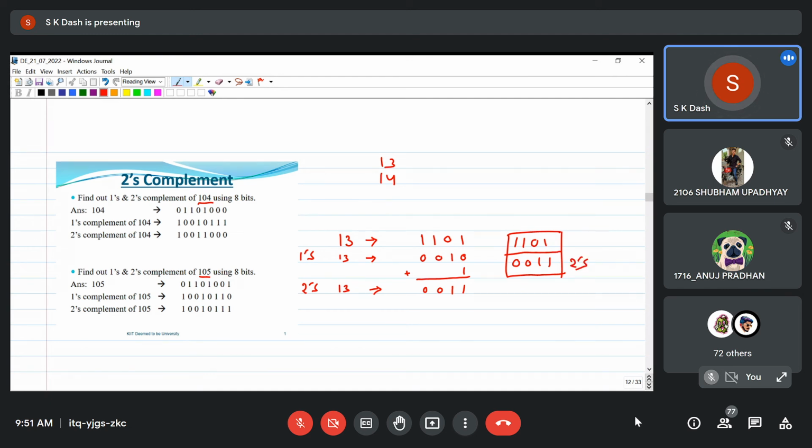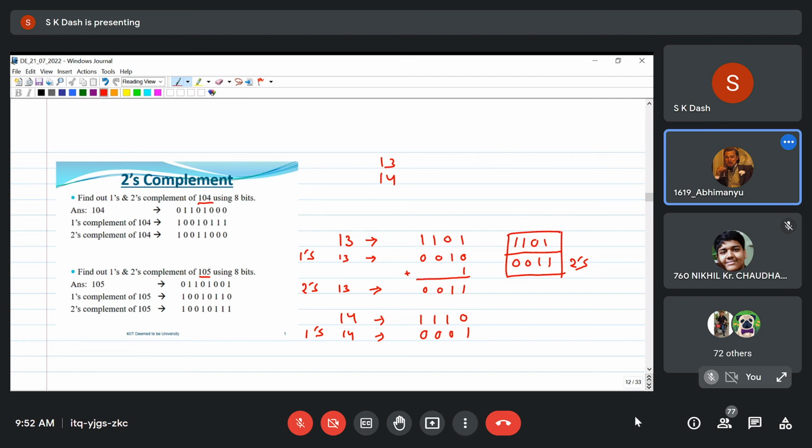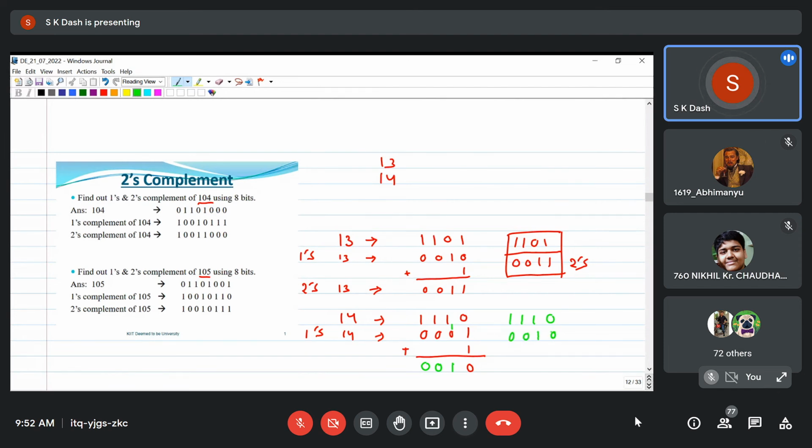Now let us check for 14. What will be 14? 14 is 1110. What will be the one's complement of 14? It will be 0001. To find two's complement, we need to add 1 to this. So 1 plus 1, the sum is 0 and the carry will be 1. Then 1 plus 0 is 1, then 0, 0. So what happens? The two's complement is 0010.